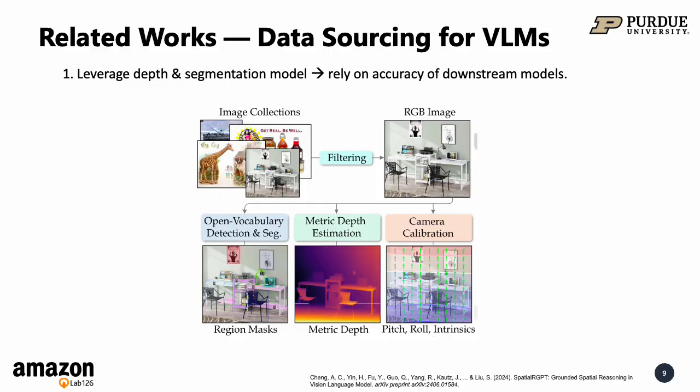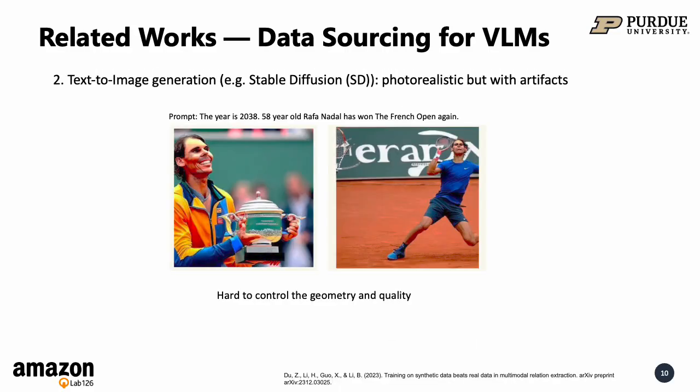Most current models that want to achieve some 3D awareness leverage deep learning methods like depth estimation and segmentation to extract information from view images. For example, SpatialRGPT and SpatialVLM use depth segmentation and camera calibration models to produce dense predictions. However, these methods rely on the accuracy of the downstream models.